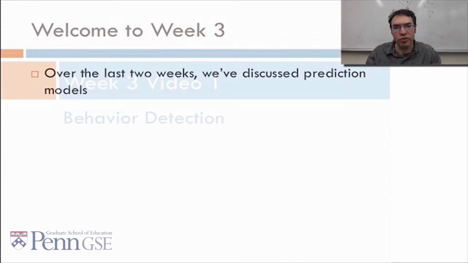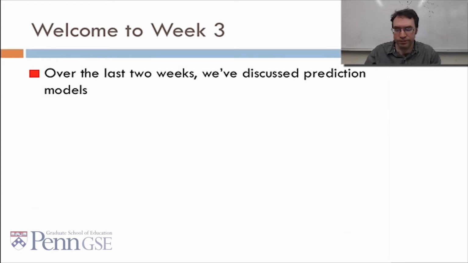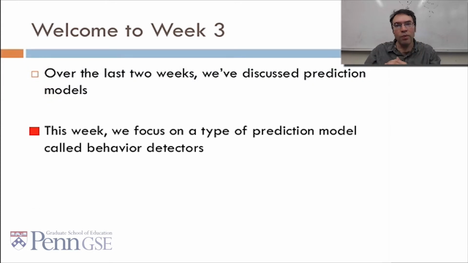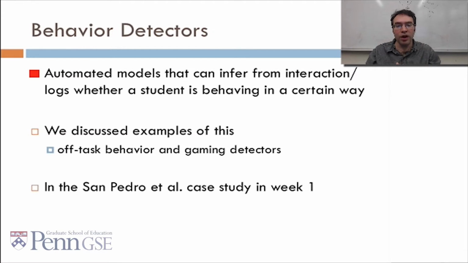So over the last 2 weeks, we've discussed prediction modeling. And this week, we're going to focus on a type of prediction model called behavior detectors. Behavior detectors are automated models that can infer from interaction or from logs whether a student is behaving in a certain way. We've already discussed examples of this early in the class, in particular the off-task and gaming detectors that we talked about in the San Pedro et al. case study in week 1.